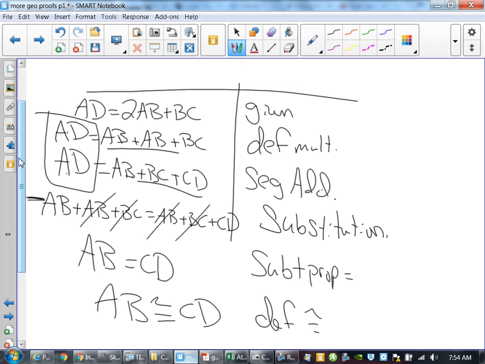It's the same idea as writing this. AB equals 7, CD equals 7. They both equal 7. So AB has to equal CD. That's all it is. Two things that equal the same thing have to equal each other. Substitution happens over and over and over again. Okay?